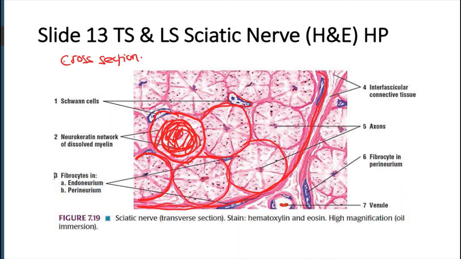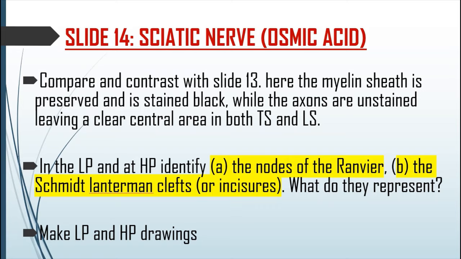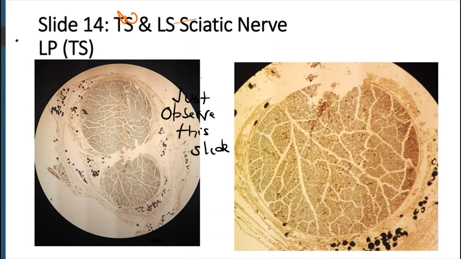When you're drawing the perineurium, don't forget to include the fibroblast as well, because this is connective tissue, and the principal cell for the connective tissue is the fibroblast. All right. So that was the demonstration of the sciatic nerve.